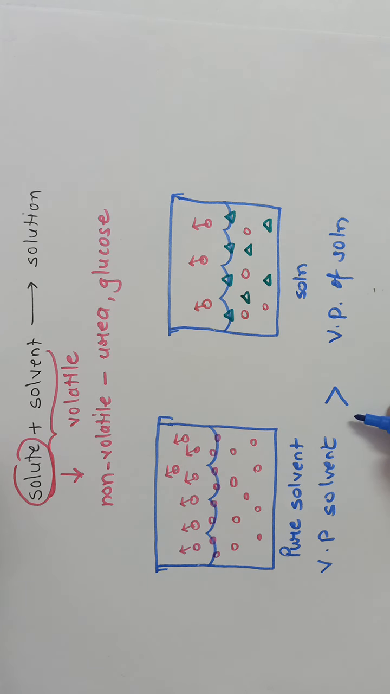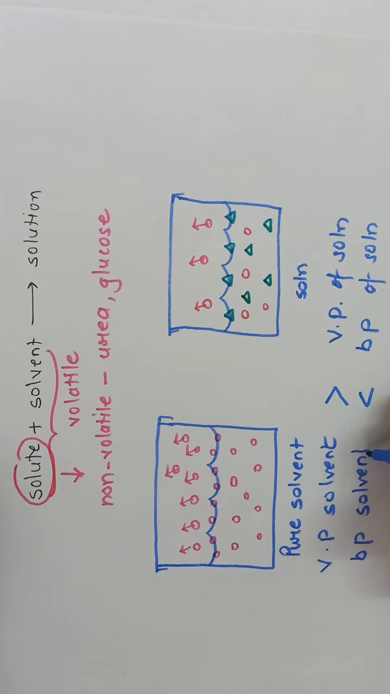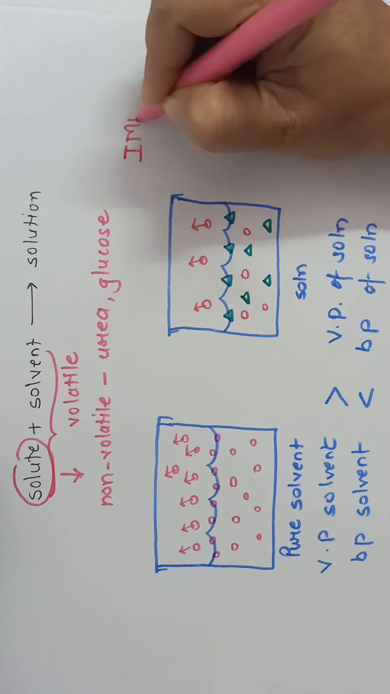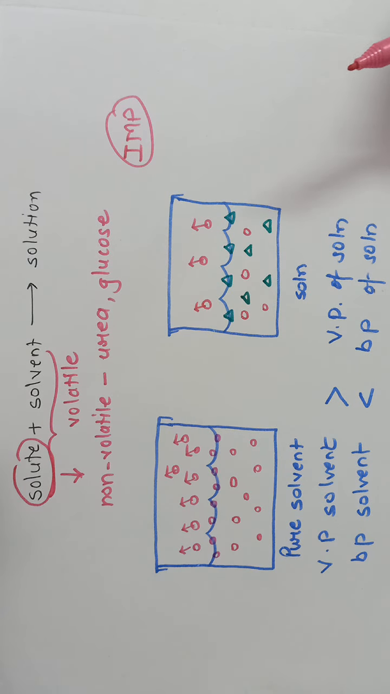We know the boiling point and vapor pressure are inversely proportional to each other, and therefore we will say the boiling point of the solution will always be greater than the boiling point of the pure solvent. This is one of the important topics. Many types of questions are framed on this, that why vapor pressure of solvent is greater than that of vapor pressure of solution, or why boiling point of the solution is greater than that of boiling point of pure solvent. Based on this, we'll discuss our next things.